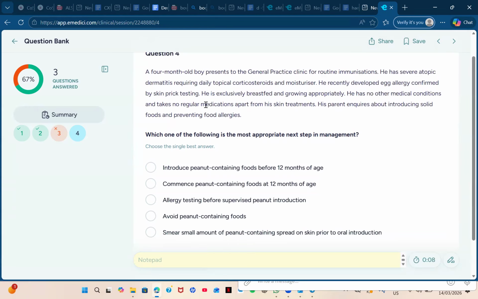A 4 month old baby presents to the GP clinic for routine immunization. He has severe atopic dermatitis requiring daily topical corticosteroid and moisturizer. He recently developed an egg allergy confirmed by skin prick testing. He is exclusively breastfed and growing appropriately. He has no other medical conditions and takes no regular medications apart from his skin treatment. His parents inquire about introducing solid food and preventing food allergies. Which one of the following is the most appropriate next step in management? What do you think, doctors? Just guess.